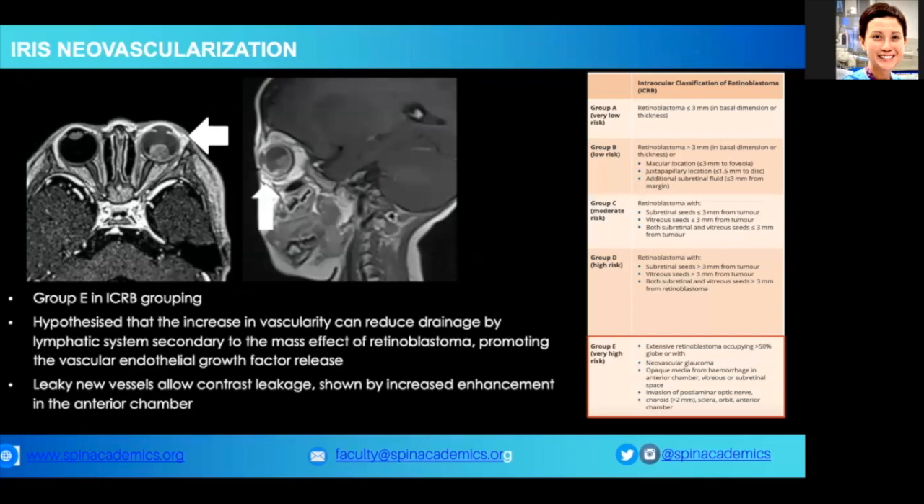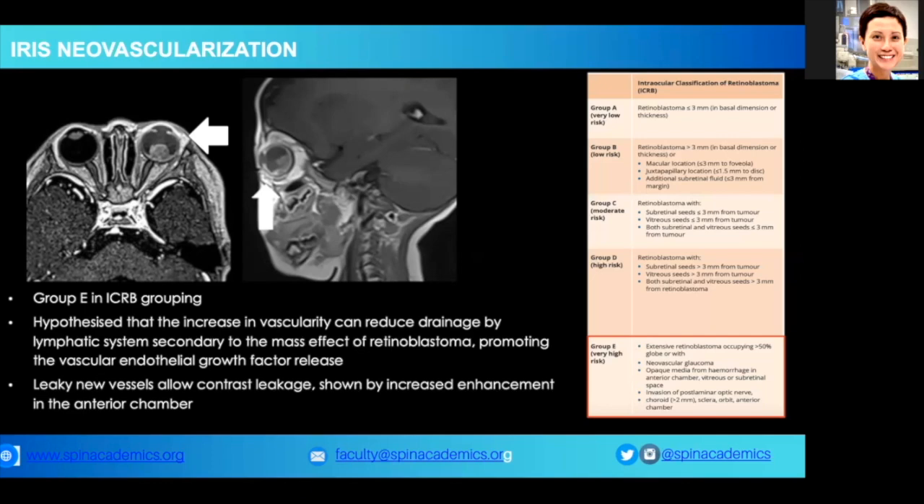Neovascularization corresponds to group E in ICRB grouping. It is hypothesized that the increase in vascularity can reduce drainage by the lymphatic system secondary to the mass effect of the retinoblastoma, promoting the vascular endothelial growth factor release. The leaky new vessels allow contrast leakage, shown by increased enhancement in the anterior chamber.